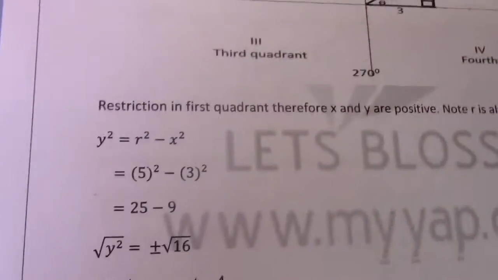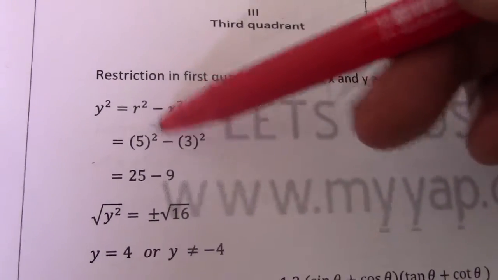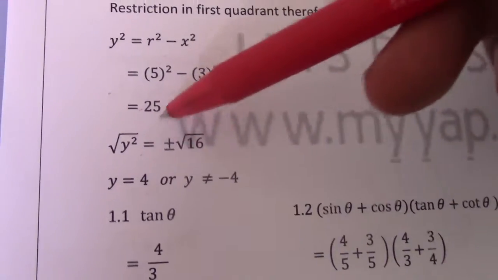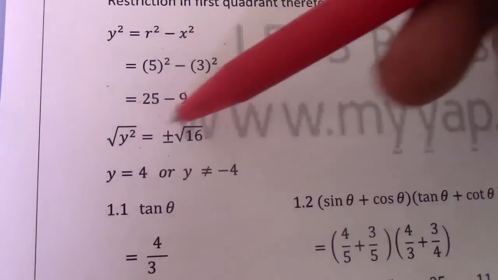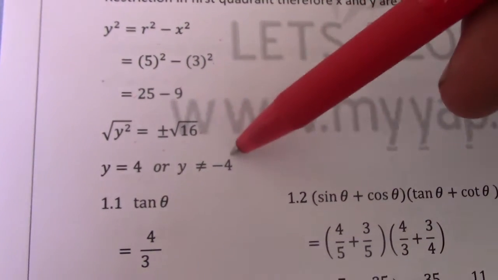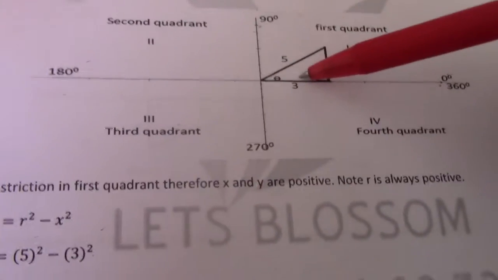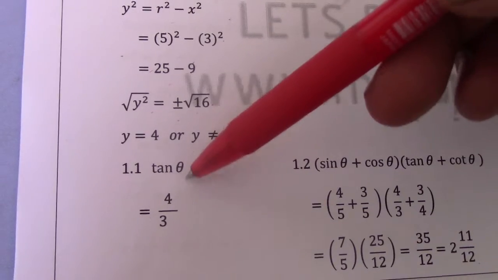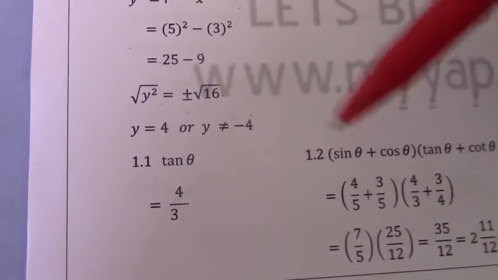So here to get y, which is the shorter side, will always be the longer side minus the shorter side. So 5 squared minus 3 squared gives me 25 minus 9, which is 16. Y squared can then be plus or minus 16, which then gives me square root of that, y equals 4 or y equals negative 4. In this case it can't be negative 4 because we are in the first quadrant, so y there is positive. So now to solve tan theta, we're just testing whether you understand your ratio. Tan is y over x, so y equals 4, x equals 3, done.